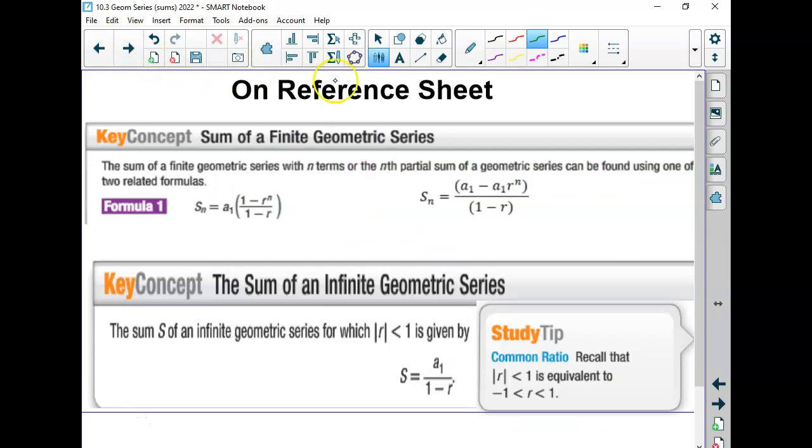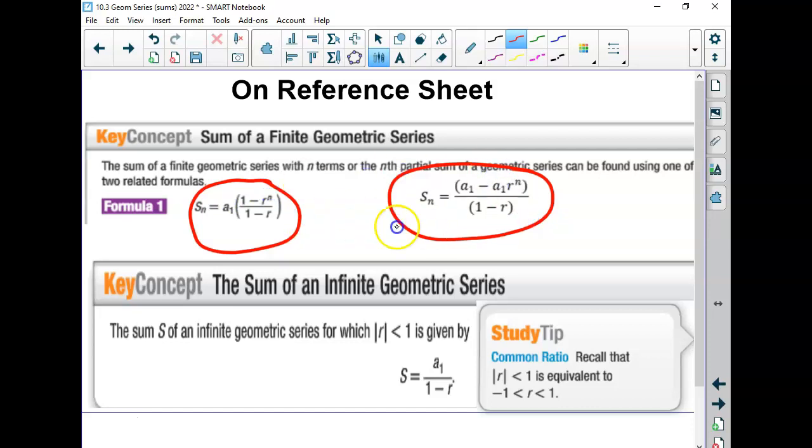All right, that brings us to the formula that's new today. This is on your reference sheet, okay? This is the way the book writes it. This is the way Delta Math does it. Do you see what they did? They just distributed the a sub 1 to the top. Okay, it's weird. Either one is fine. I will probably use this one because I don't want to type a sub 1 twice.